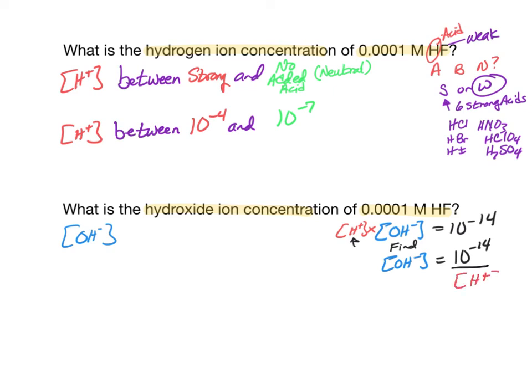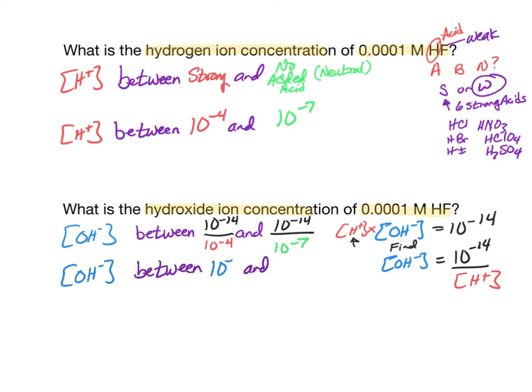In this case, we see that the hydroxide ion concentration is between 10 to the negative 14 divided by 10 to the negative 4 and 10 to the negative 14 divided by 10 to the negative 7. And that in calculation is, the hydroxide ion concentration is somewhere between 10 to the negative 10 and 10 to the negative 7.